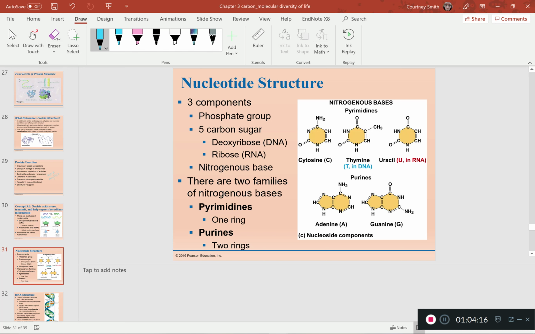So know that cytosine, thymine, adenine, guanine are all found in DNA, whereas cytosine, uracil, adenine, and guanine are all RNA based. As well as know how they are separated, meaning that pyrimidines are single ringed and purines are double ringed. Okay? Now, depending on if you are making DNA or making RNA will determine what sugar base you will have.